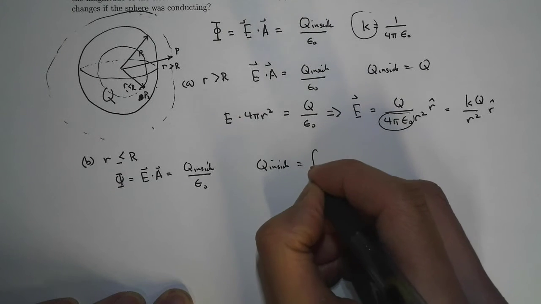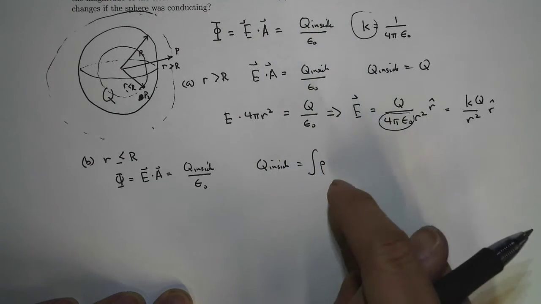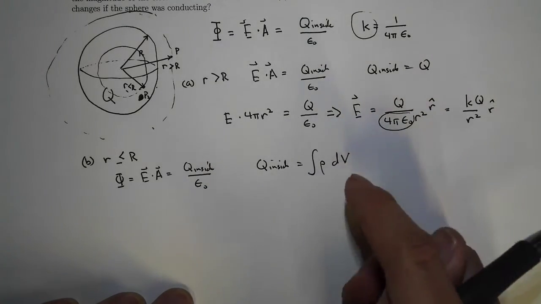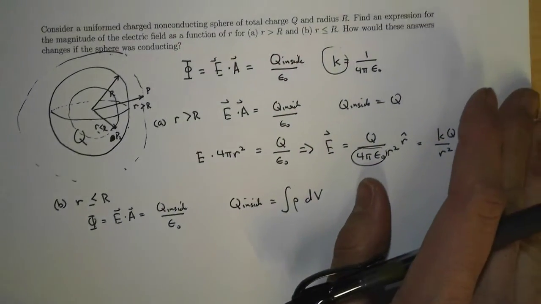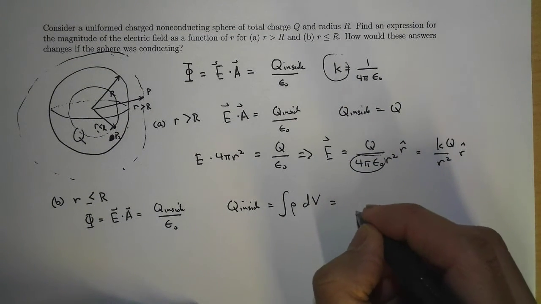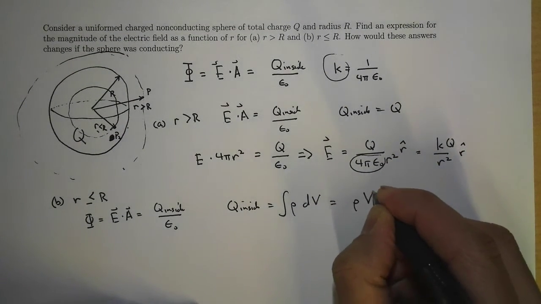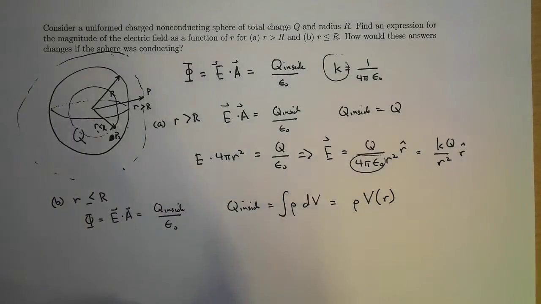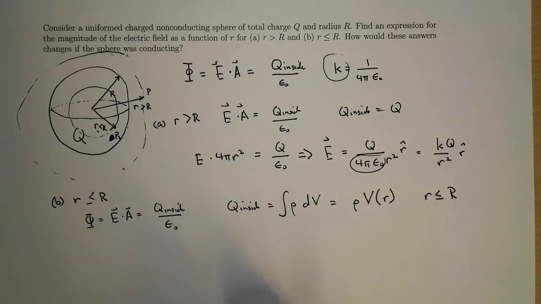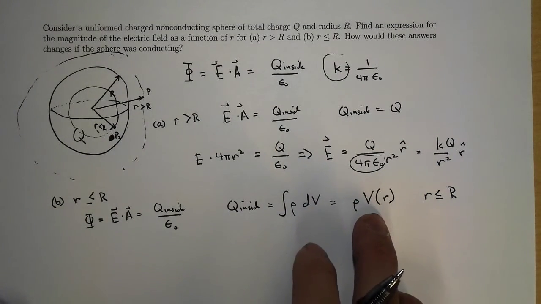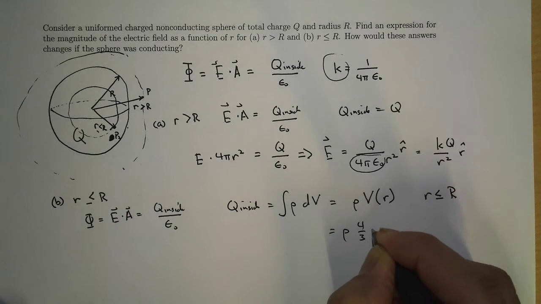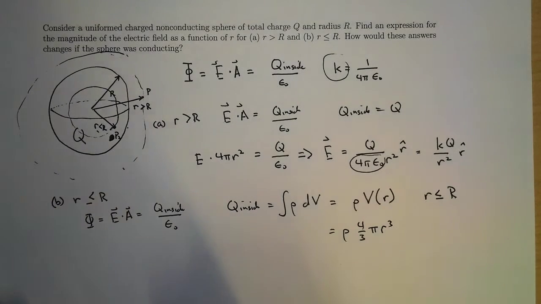is equal to the integral of the charge per unit volume, rho, times the volume. But it's uniformly charged, as I stated earlier in this problem. And so this integral is just basically rho times the volume as a function of r, for r less than or equal to capital R. So what's the volume of a sphere? Well, the volume of a sphere is pretty easy. That's just going to be rho times 4/3 pi r cubed.